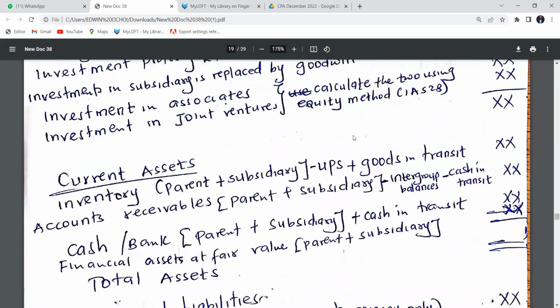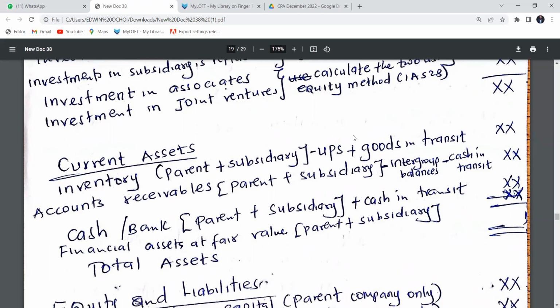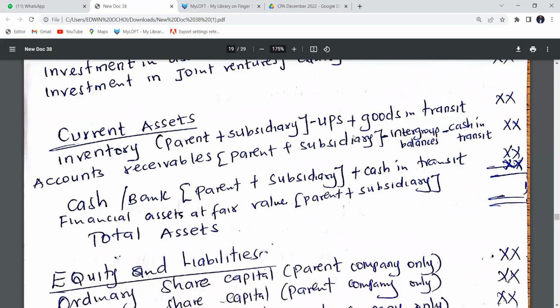For inventory, after taking parent plus subsidiary, you minus UPS plus goods in transit. Account receivable, the adjustment which is made is all about minusing intergroup balances and cash in transit. For cash, you add cash in transit. That is after taking parent plus subsidiary.